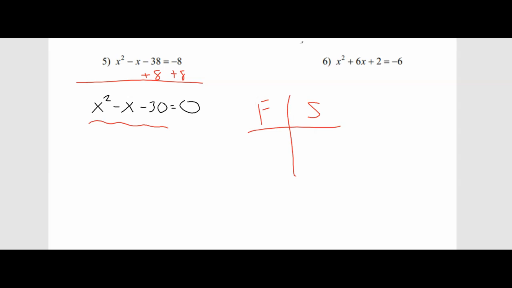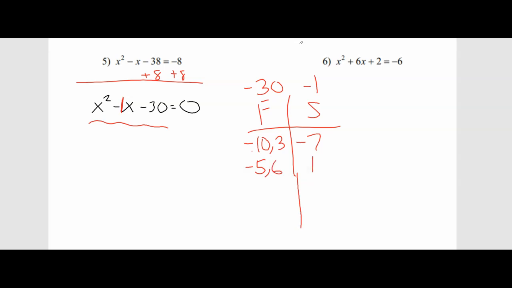I'm going to use the factor sum chart. So I'm going to be looking for factors of negative 30 that sum to negative 1. Right? There's really a 1 in front of this negative x, or in between the negative sign and the x. Factors of negative 30, I need one positive, one negative. Oh, I could have negative 10, positive 3. That gives me negative 7. I could have negative 5, positive 6. That gives me positive 1.